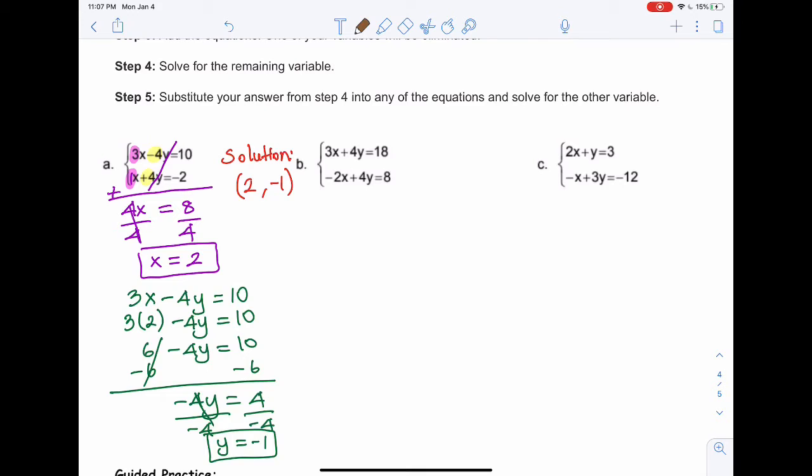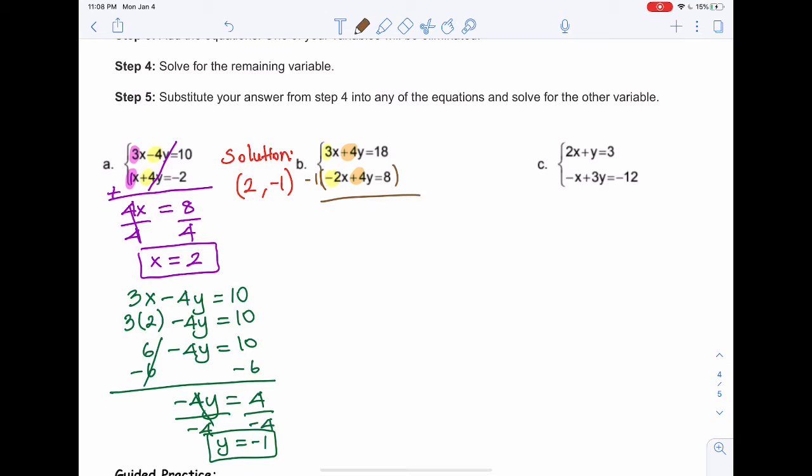Okay, let's continue with our second system. We are going to look at the coefficients of both variables first. So we have for x 3 and negative 2, and for y we have positive 4 and positive 4 again. So we have the same coefficients for y, however they're not opposite. In order to make them opposite, we can multiply one of these equations by negative 1. I'll do it for the second one. I'm going to multiply the second equation by negative 1, then I'm going to add.